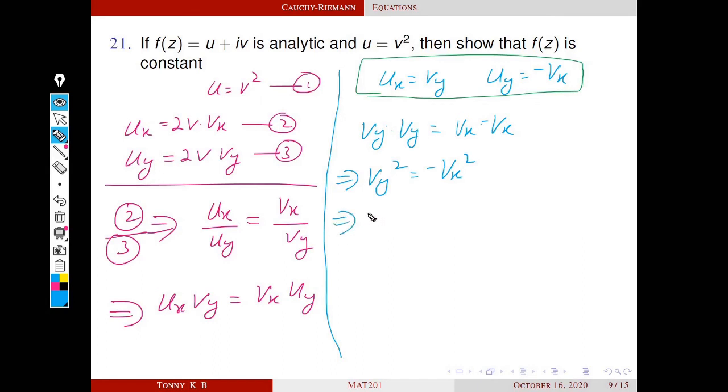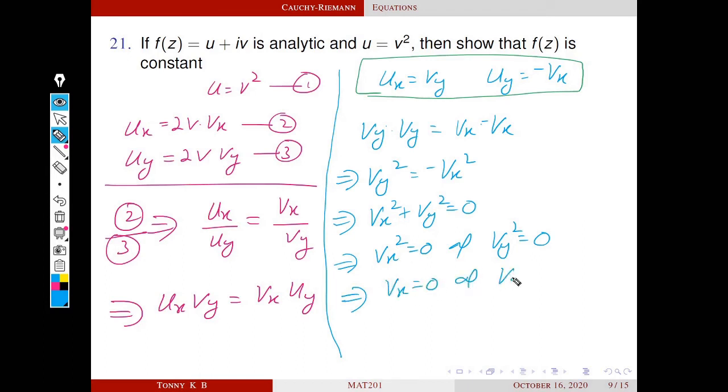So this implies vx square plus vy square equal to 0. And we know that the sum of two non-negative terms being 0 implies both of them are 0. So this implies vx square equal to 0 and vy square equal to 0. This implies what? vx square equal to 0 means vx equal to 0. So vx equal to 0 and vy equal to 0. So now the partial derivatives of v with respect to x and y are 0. That means v is a constant.